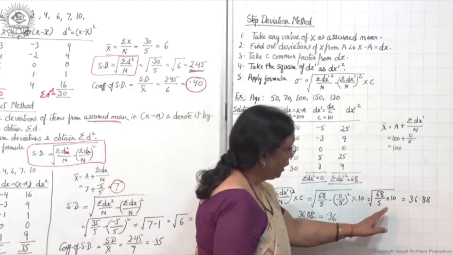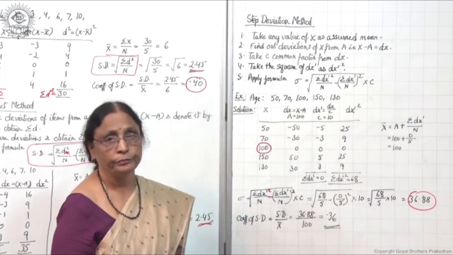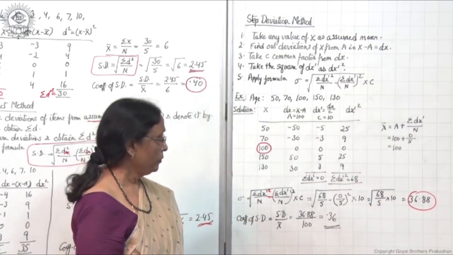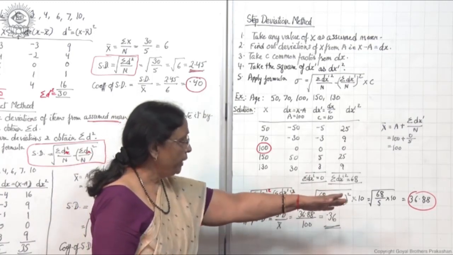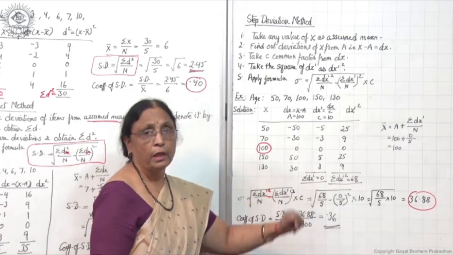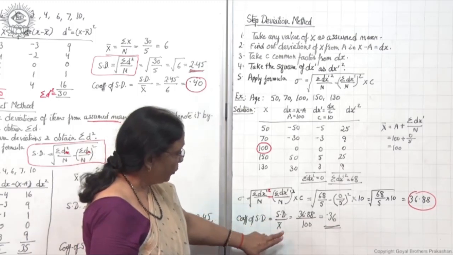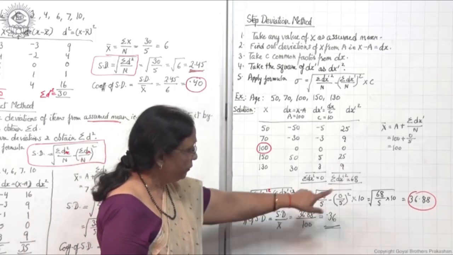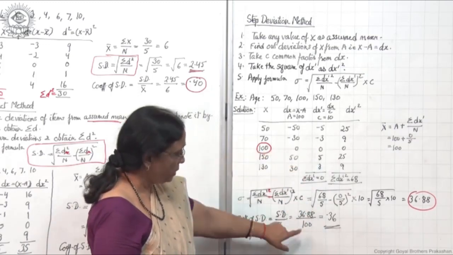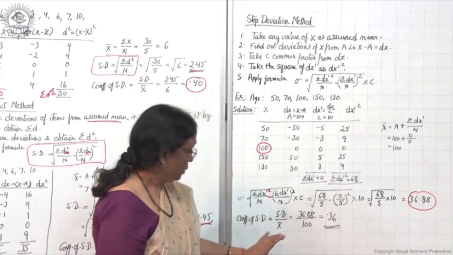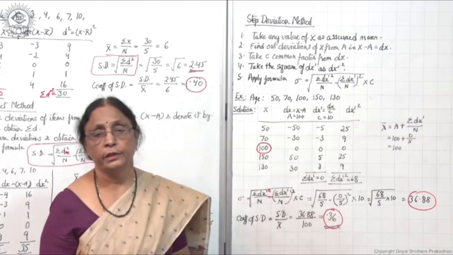Simplify it and we get standard deviation as 36.88. Right. So in the formula put the correct values and simplify it, take out the under root and get the answer. Coefficient of standard deviation upon mean: standard deviation we have taken out as 36.88, mean is 100, you have taken it as 100. So this coefficient is 0.36. This is the answer.